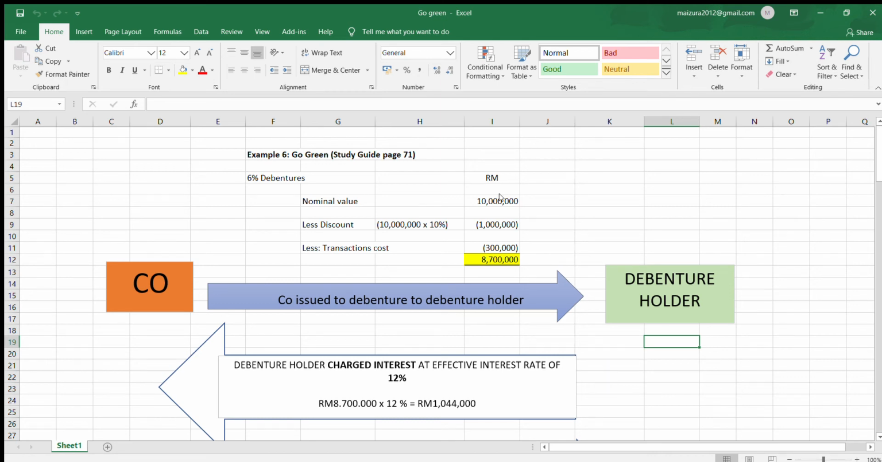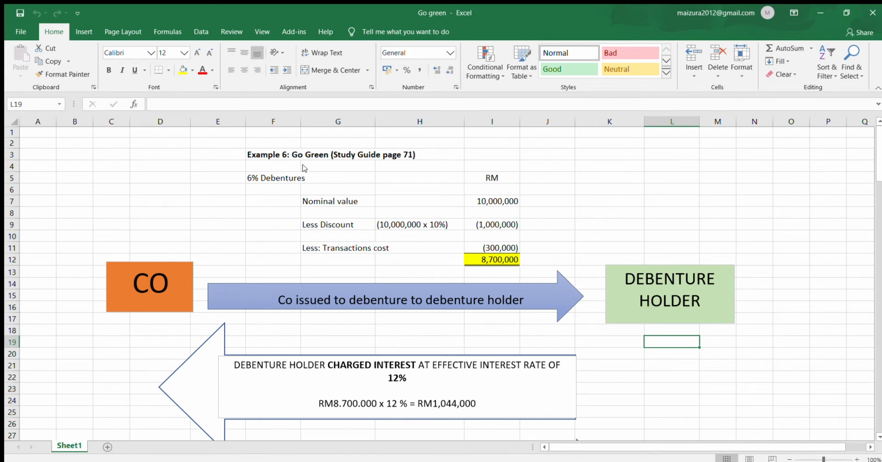Okay, Bismillahirrahmanirrahim. In this video, I'm going to show you how to answer Example 6, Go Green, by referring to study guide page 71. For this question, the study guide has already given you the answer, but I will show you the understanding of the question so that you know the approach to this kind of question.